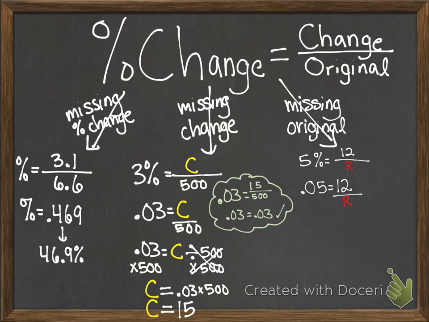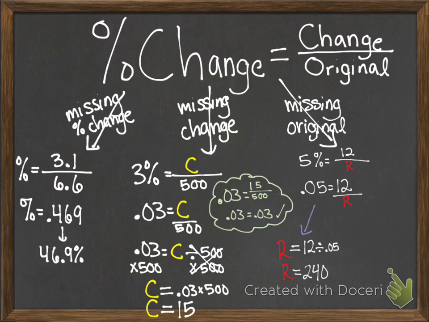So I'm going to change that 5% to 0.05. So I have 0.05 equals 12 over R. My change is 12, my R is my original, and I want to get R by itself. Now we have 2 options. We can use the Danny method. Danny's method is to take the numerator and divide it by the other side of the equation. The 12 is my numerator, I'm dividing it by the other side, so 12 divided by 0.05, so R is 240, okay?